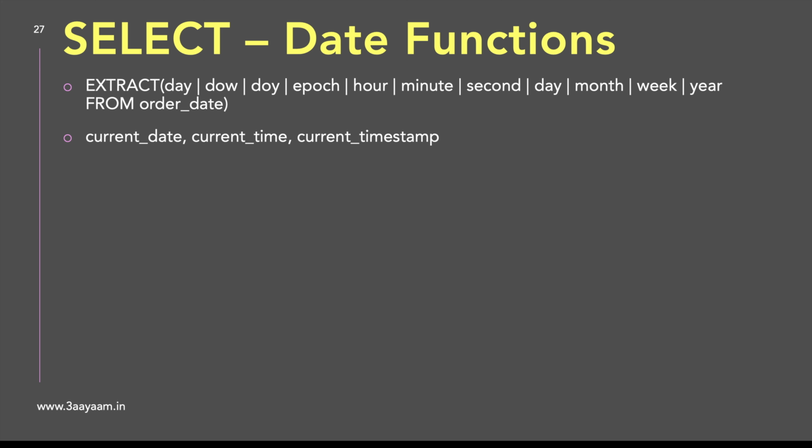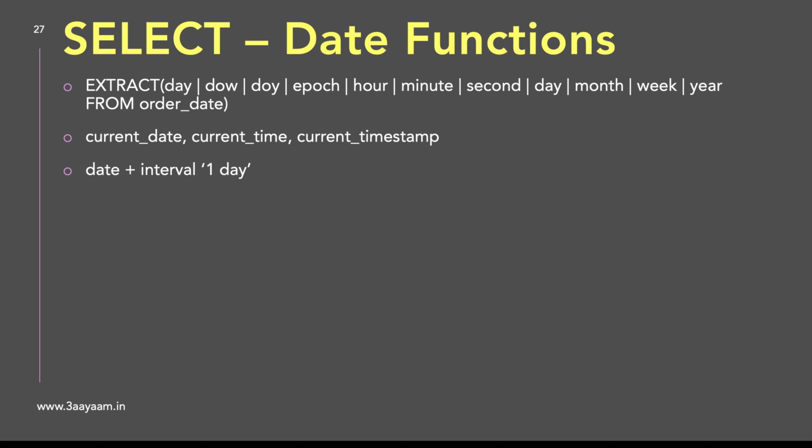We can use these functions to find out the current date, current time, current timestamp, and these are needed in application programs a lot. And there are other date functions also, like adding a value, say plus interval 1 day, or plus interval 2 hours, minus interval 2 hours, to find out the absolute time.